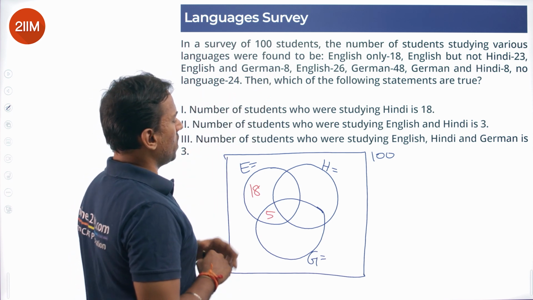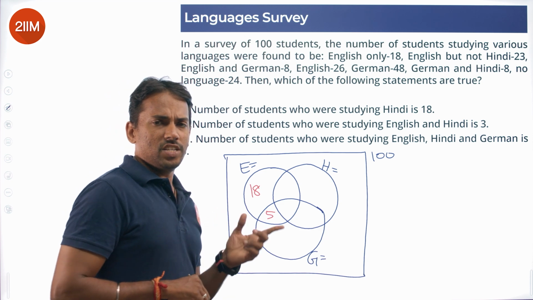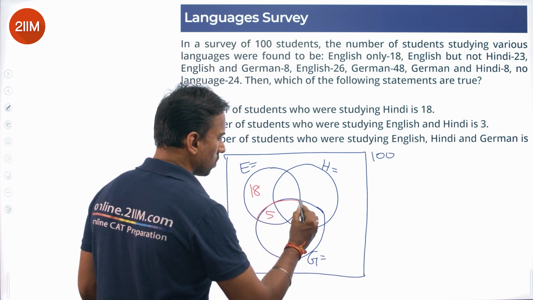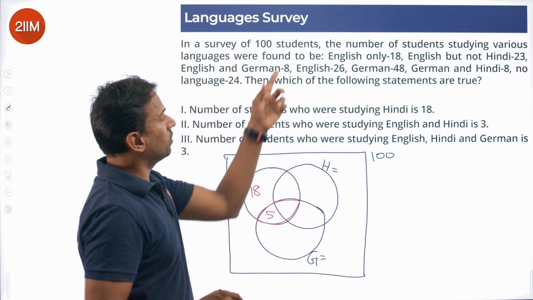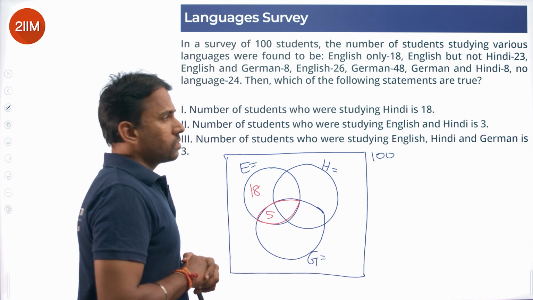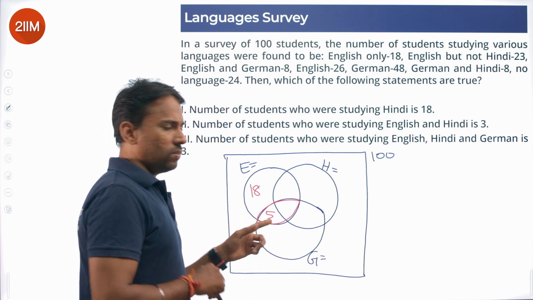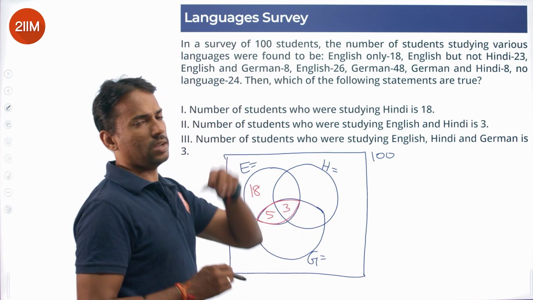English and German is 8. The region common to English and German should be this. Now this is going to be 8, they have given. That means this is already 5, so this should be 3, because only then we will get the total to be 8, English and German.